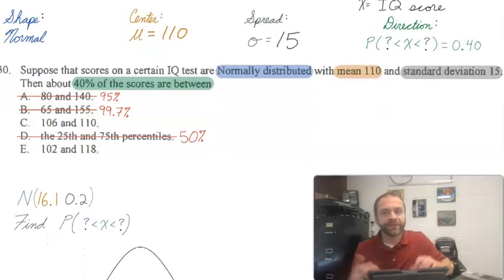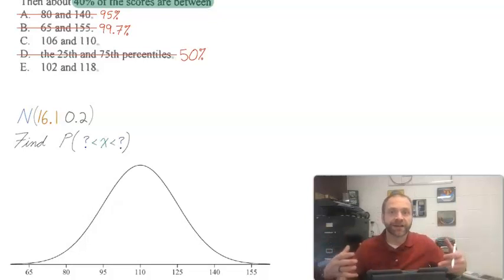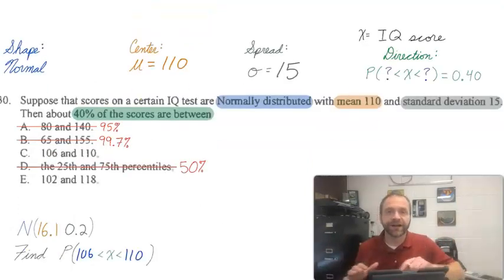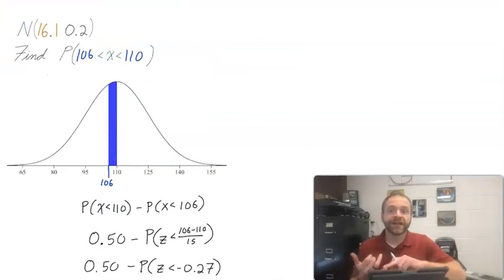If I'm going to use Table A, I'm going to have to plot where 106 falls, where 110 falls. And I'm going to find z-scores and use Table A to find probability to the left. And here's really what it is. I'm not going to do all the work. I'm going to show you the work here. You can see my shading. You can see that I have 106. You can see I have 110.